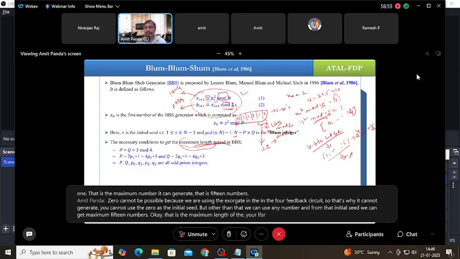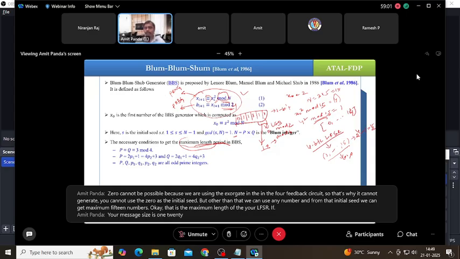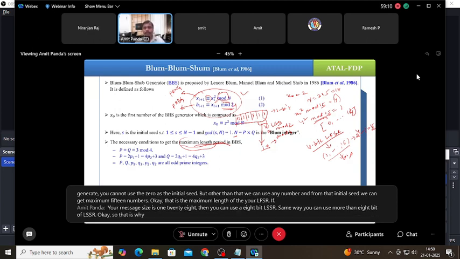If your message size is 128, then you can use an 8-bit LFSR. In the same way, you can use more than 8 bits of LFSR. That is why finding the period is one of the important properties of any random number generator.